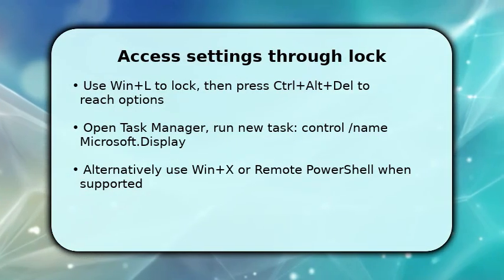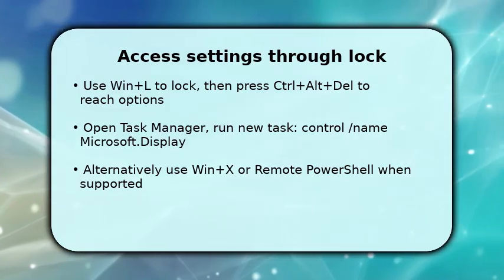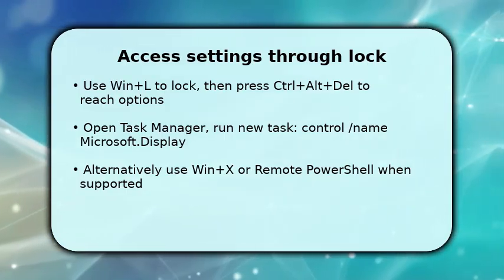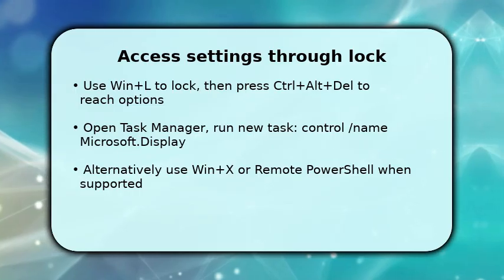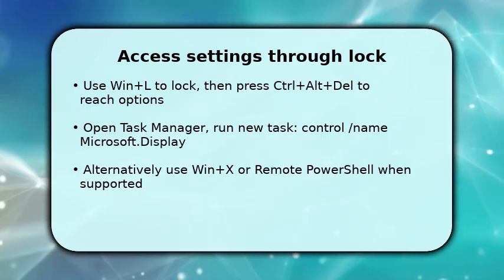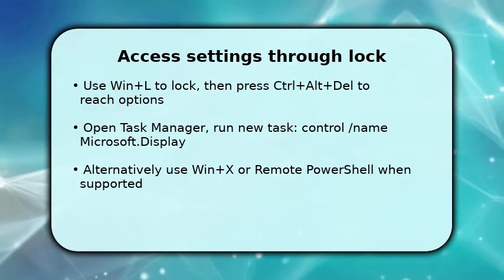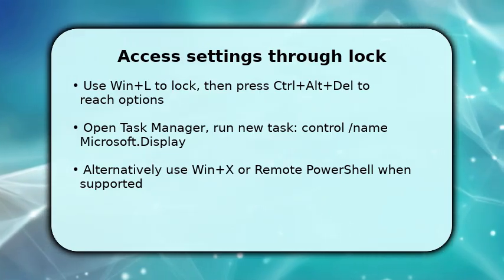Once the screen is locked, press Control plus Alt plus Del to reveal the blue options and choose Task Manager. This bypasses some lock restrictions. In Task Manager, select File, Run New Task, and type control /name Microsoft.Display to open display settings as system context. You need that to change resolution without signing in.